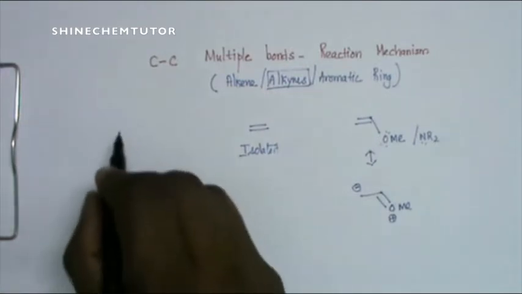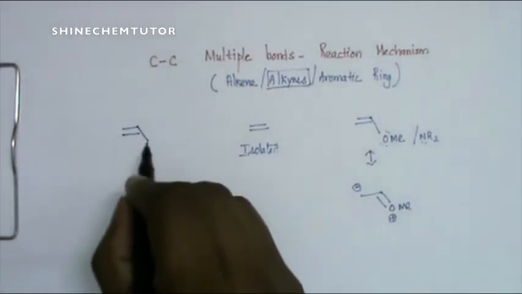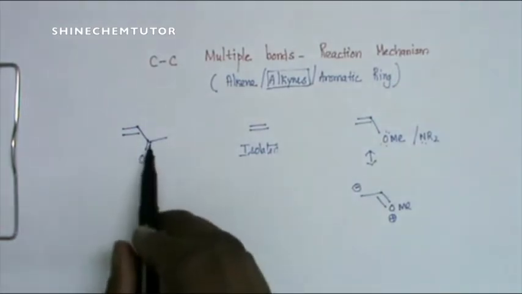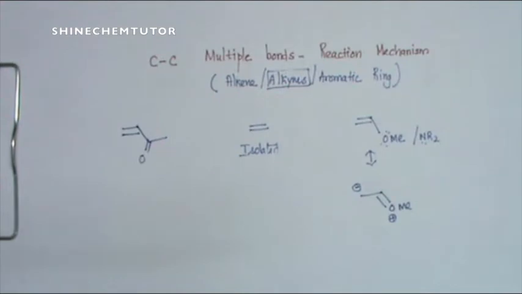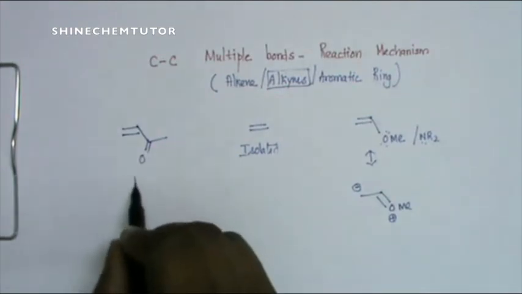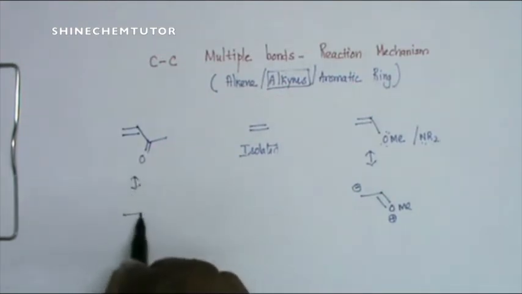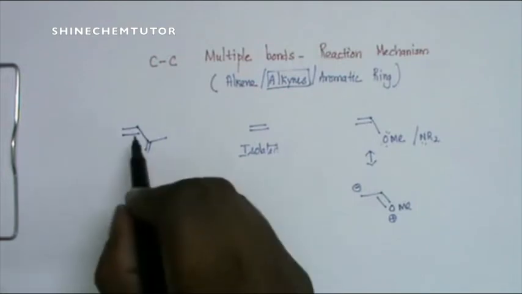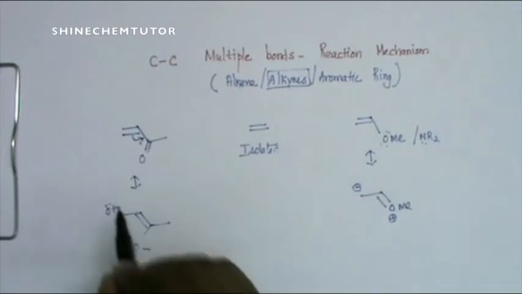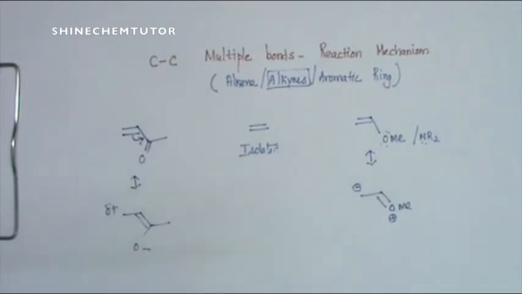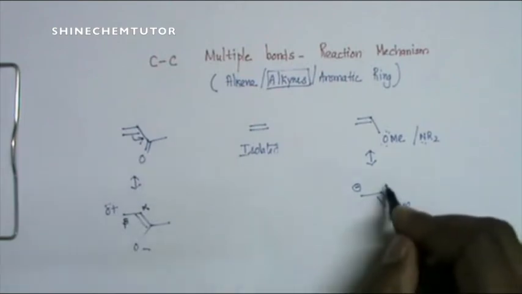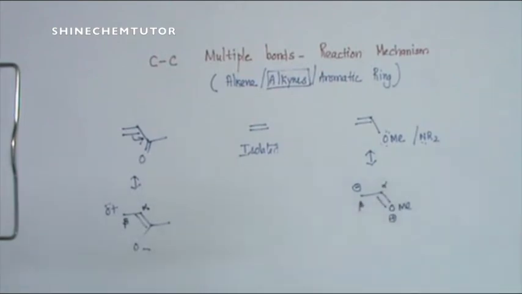The third type of olefin is olefin with an electron withdrawing group. Carbonyl group is the electron withdrawing group. Because of resonance, we get another resonance structure like this. This bond comes like this, and I get this resonance structure. This is the alpha carbon, this one beta. Similarly, alpha and beta.